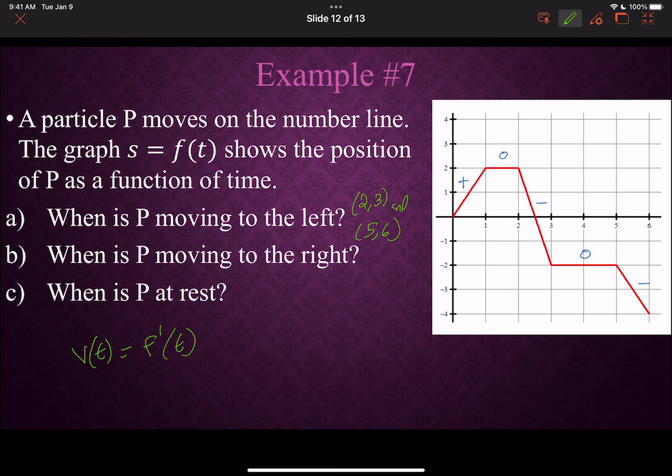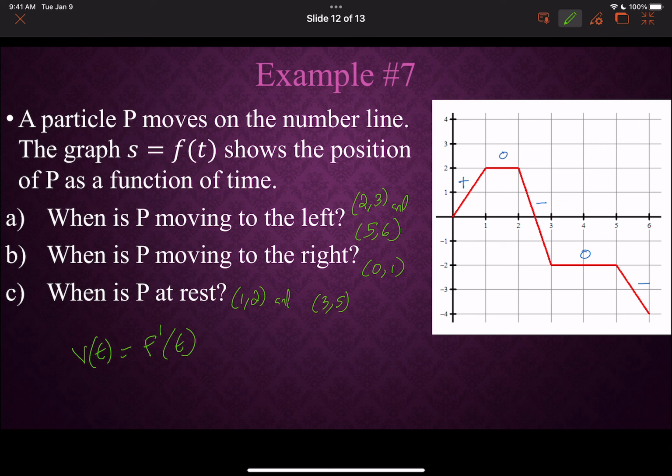Where is it moving right? Well, that's where we have a positive slope. That would be just from 0 to 1. And where is it at rest? At rest is when the slope is 0 because that's when the velocity is 0, which would be from 1 to 2, and again from 3 to 5.